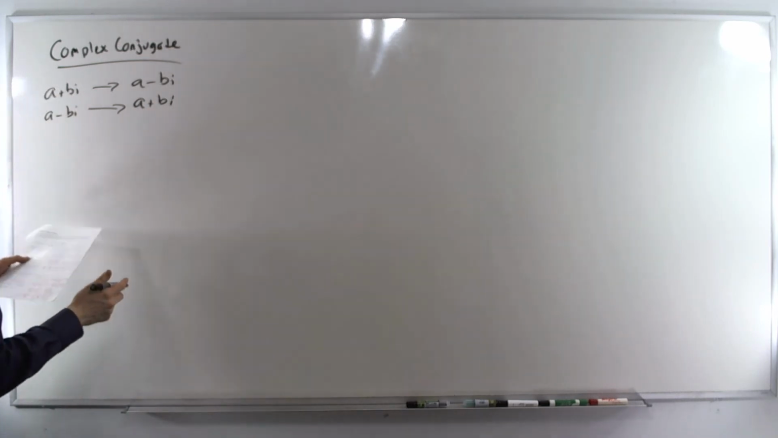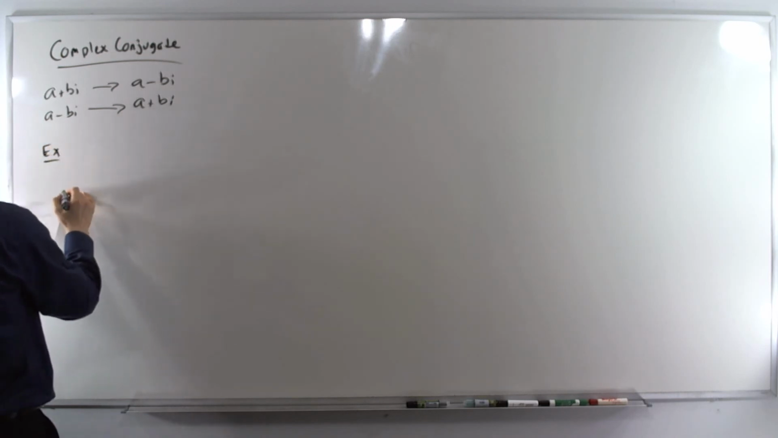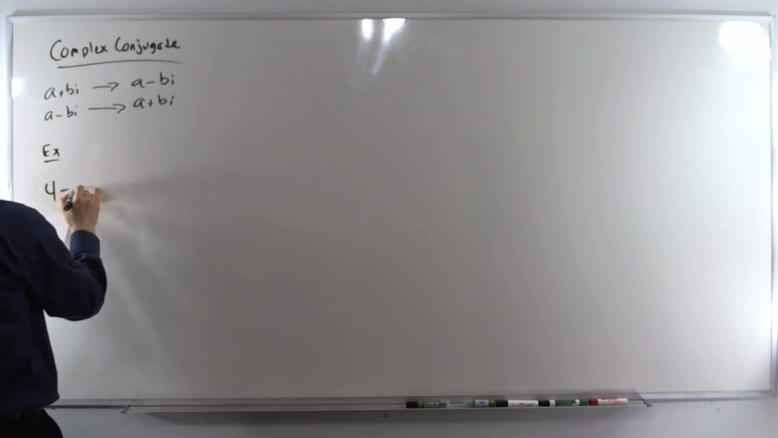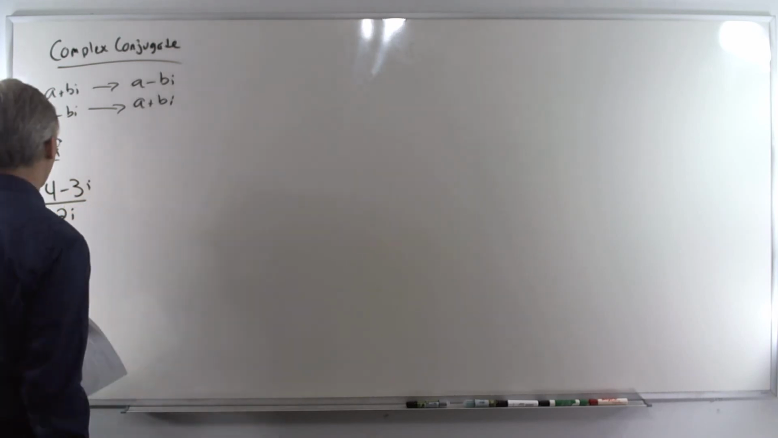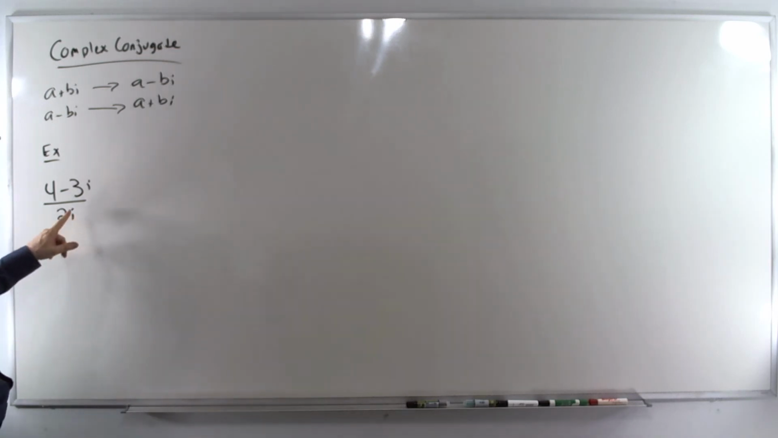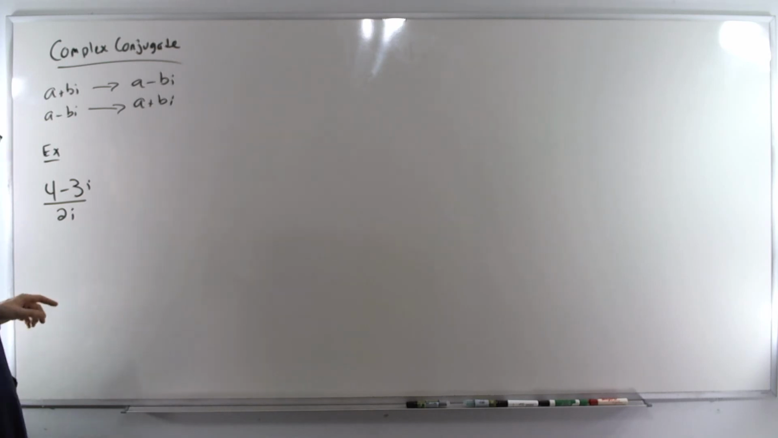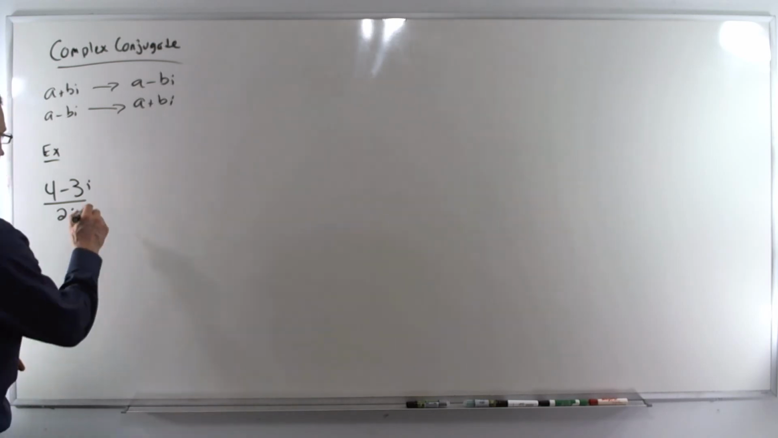So we're going to simplify (4 minus 3i) over 2i. So the goal in simplifying is to get rid of any imaginary numbers or complex numbers in the denominator. So how do we get rid of an i? We're going to turn it into negative 1 by multiplying both the numerator and denominator by i.